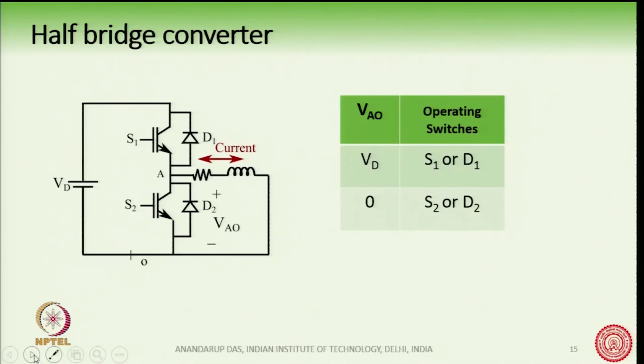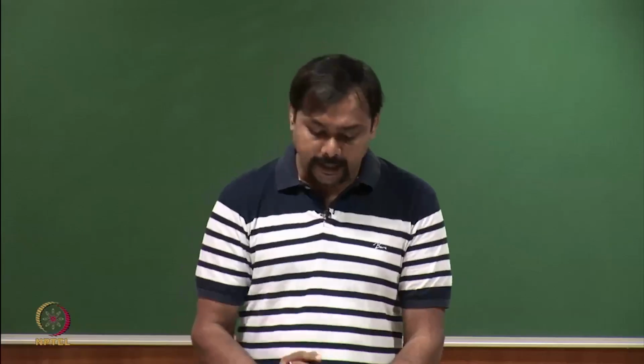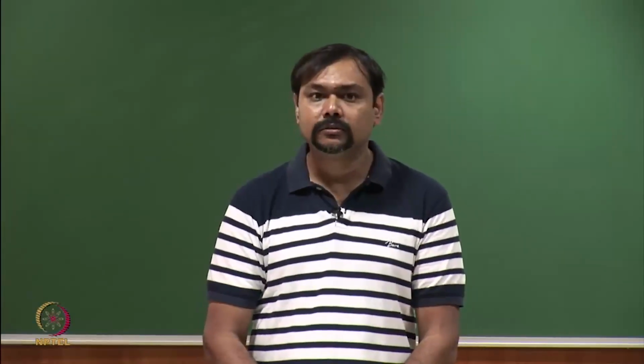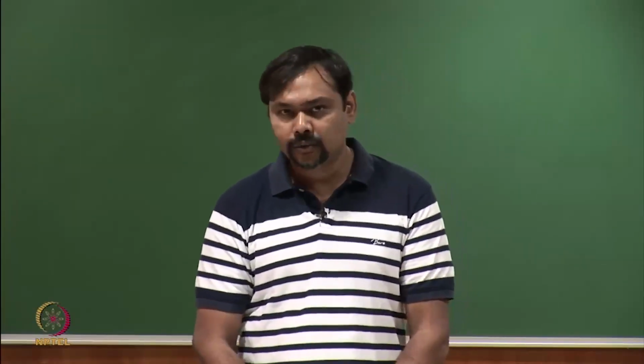Say for example, the voltage VAO is equal to Vd. Now, if the upper switch is on, with S1 and D1 being the candidates, then the voltage VAO is Vd. When the lower switch is on, the voltage is 0. When the upper switch is on, either S1 or D1 will be conducting. When the lower switch is on, either S2 or D2 will be conducting.